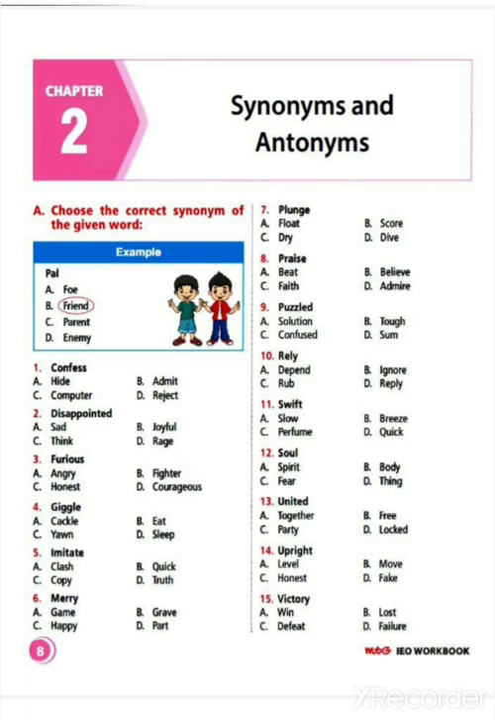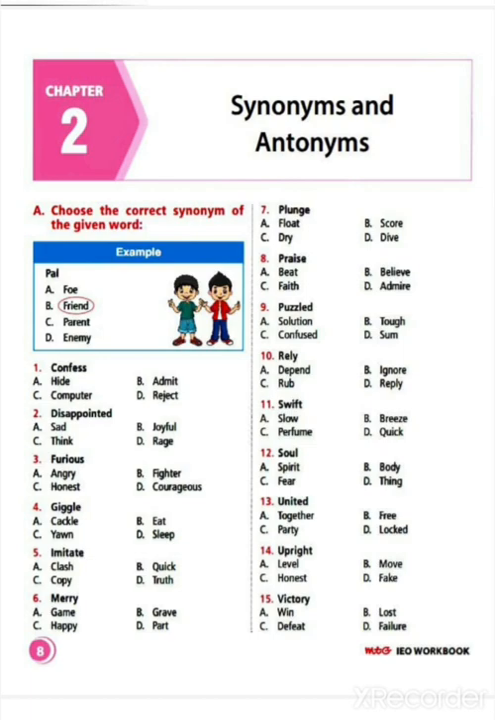Exercise A. One example has been done for you. Let's have a look at the example. Choose the correct synonym of the word given. Example, and the word is pal. And your options are foe, friend, parent, enemy. So these are the four options.